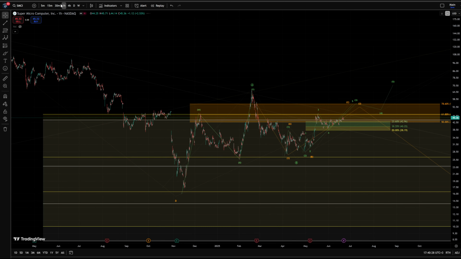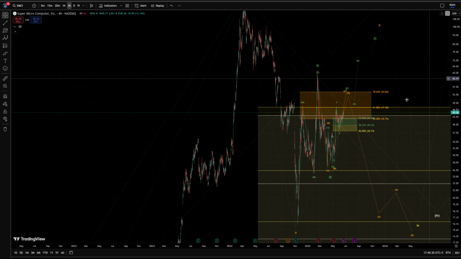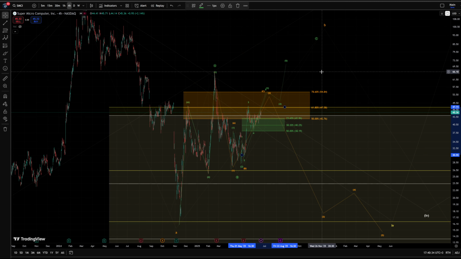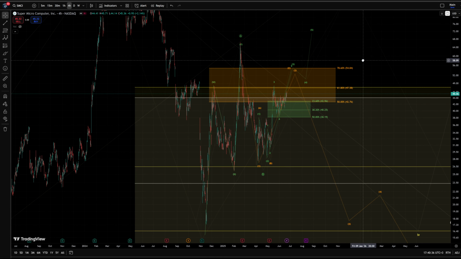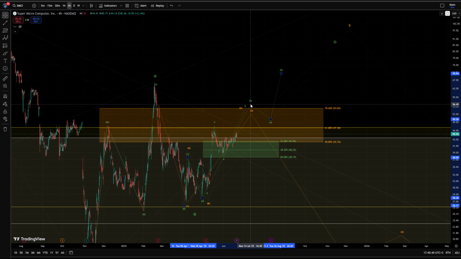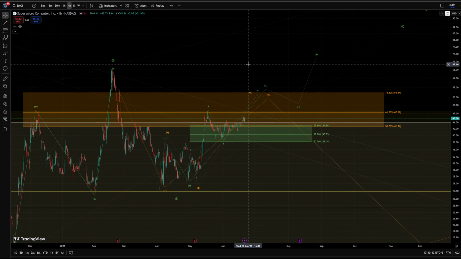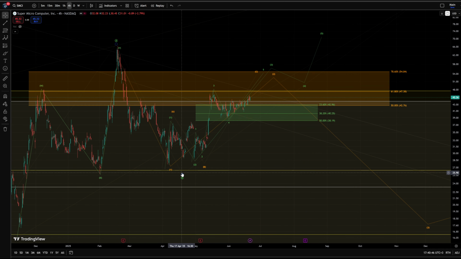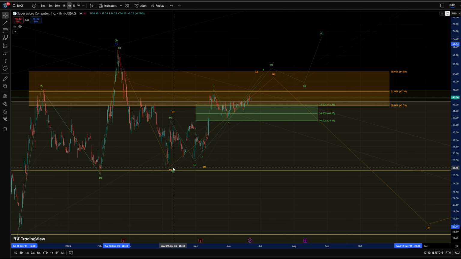So how can we use this information? What can we actually do with this information to determine in which direction we are going better? Well, looking after the A wave top, we could have formed a bottom here in the B wave. Of course, it's also a possibility that we are still ongoing with this.